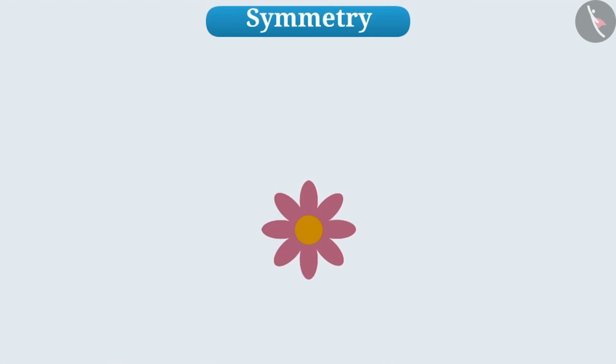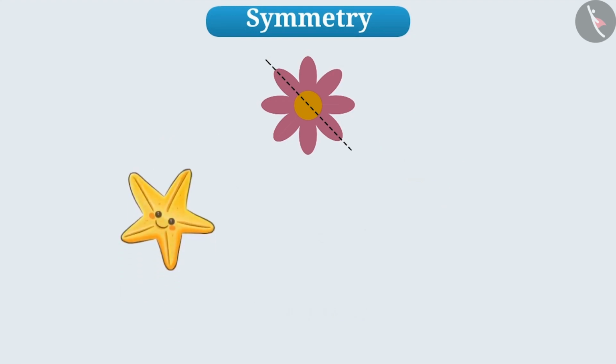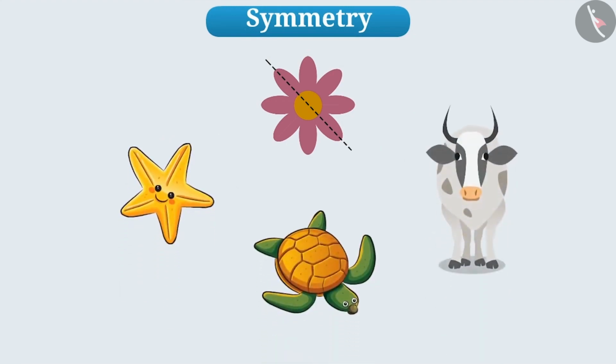In our daily life, we see many symmetrical figures. Like, look at this flower. In this way, we can make two parts in different ways which are similar to each other. It is a symmetrical shape. Similarly, the shapes of fish, turtle, cow, and many other creatures are symmetrical in nature.